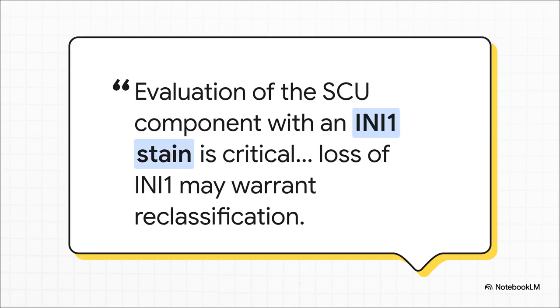Now, I need everyone to pause here, because this is probably the single biggest diagnostic pitfall you can run into. If you see something that looks like a small cell undifferentiated pattern, the protocol is non-negotiable. You must, absolutely must, do an INI-1 stain. If that INI-1 is lost, it is not hepatoblastoma. It's likely a malignant rhabdoid tumor, which means a totally different treatment and a much worse prognosis. You have to get this right.